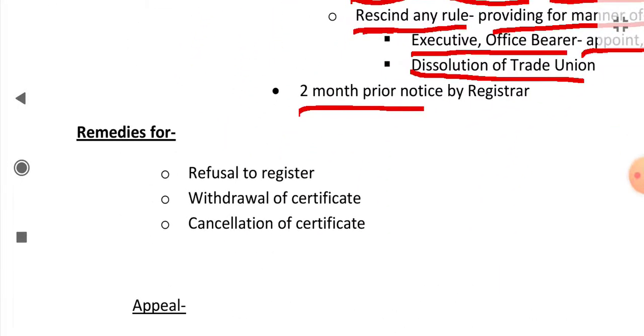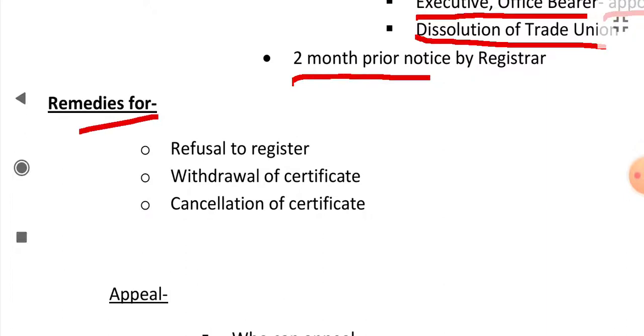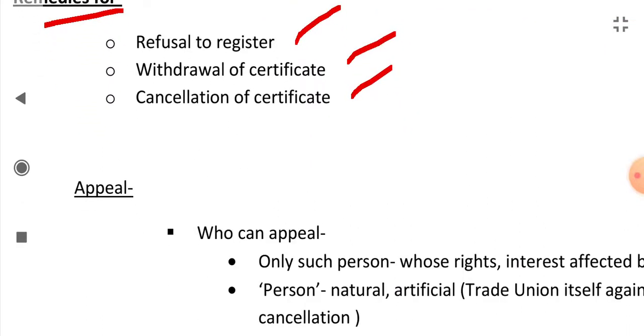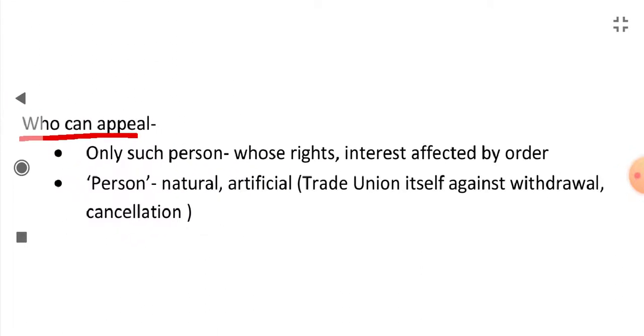Next will be remedies for if the registrar refuses to register, or there is withdrawal of certificate, or there is cancellation of certificate. For these, the remedy will be appeal. So who can appeal? Only such person whose rights or interest are affected by the order can appeal.